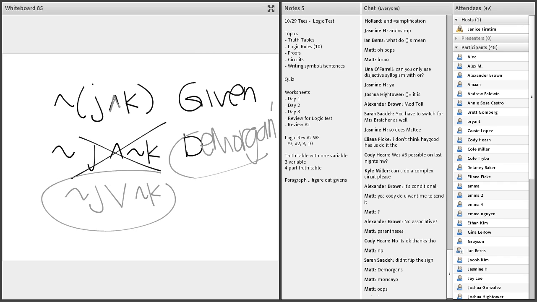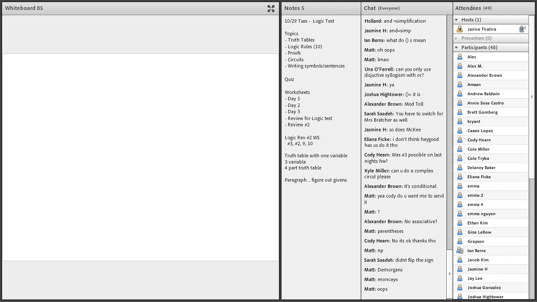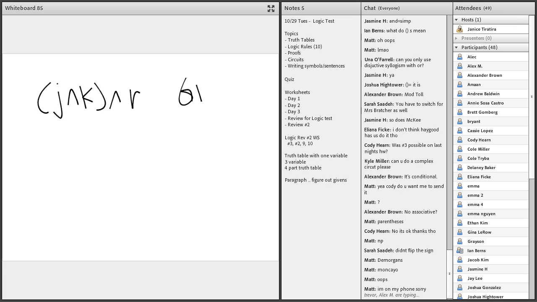Then what else was a common mistake that I've seen? Well, this is not a common mistake, but this is a strategy. So if I have J and K and R, let's say, I can do many things with this. I can do switching the parentheses. What do you call that?